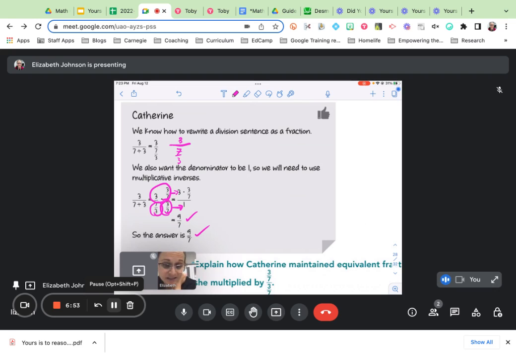Guys, in this case, dividing across didn't make it easier. So that's why we don't usually use that strategy, but you can use it. It is a correct strategy. You can divide across. It's just that sometimes it makes it harder instead of easier.